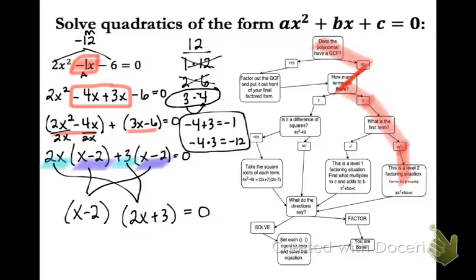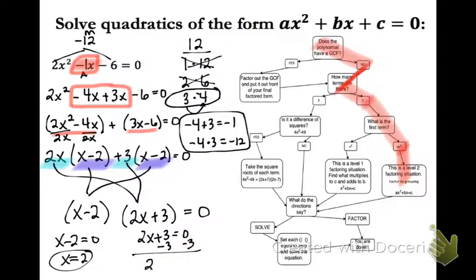Now if the problem said factor, we would stop here. We're going to go ahead and solve it. So set each of these equal to 0 and solve. Okay, I know that might have been a lot coming at you. We'll do some more examples though.